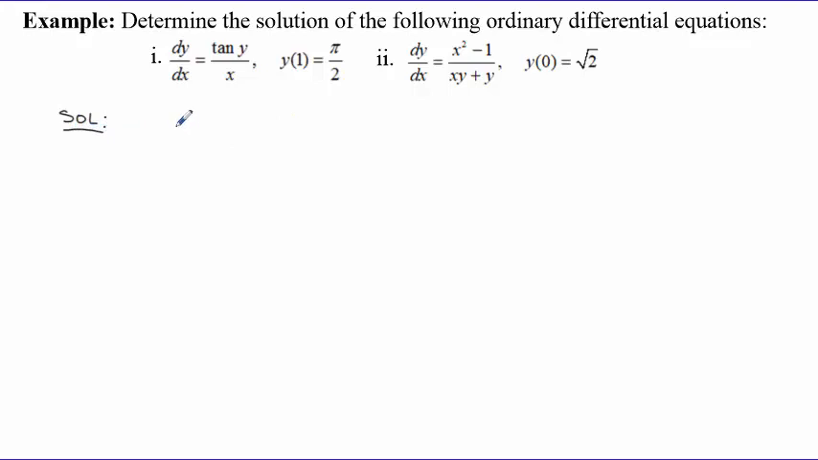So the equation is dy/dx equals x squared minus 1 all over xy plus y, with the given condition there. Let's say this problem will be mixed up with the other types of problems.